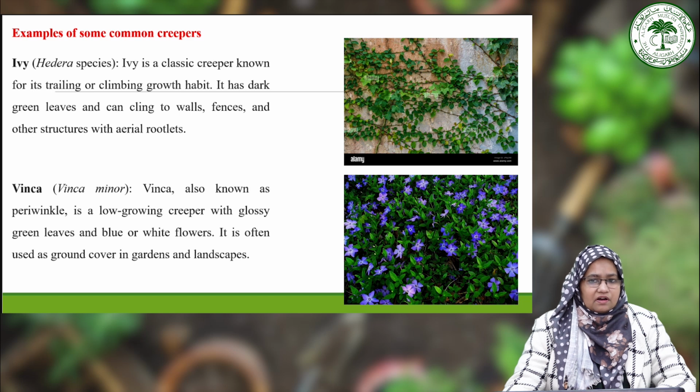The common examples of creepers include ivy, the Hedera species. Ivy is a well-known creeper appreciated for its trailing or climbing nature. It boasts dark green leaves and can easily climb walls, fences, and other structures with aerial rootlets. The next one is vinca, which is also known as periwinkle. Vinca is a low-growing creeper featuring glossy green leaves and delicate blue or white flowers. It is commonly utilized as ground cover in gardens and landscapes, as we can see in the images of Vinca minor.